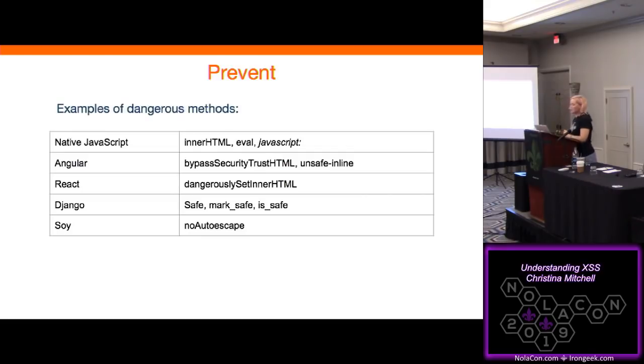So don't use raw HTML methods, and don't disable encoding with your environment. Here are a couple examples. Native JavaScript has innerHTML, eval, or directly using the JavaScript protocol. Angular has a couple others, like bypassSecurityTrust. Soy has one called noAutoescape. I'm sure there are a ton of other ones, but these are the ones I knew off the top of my head.